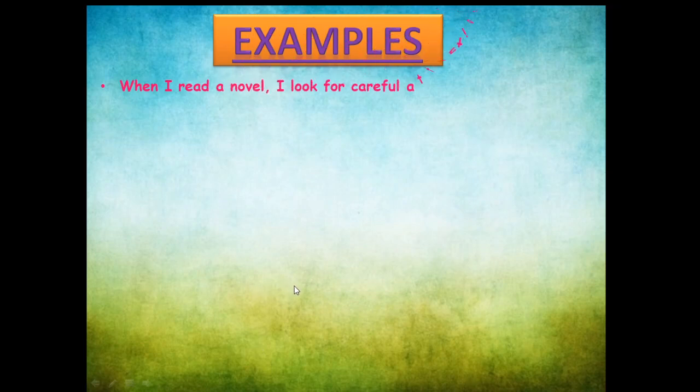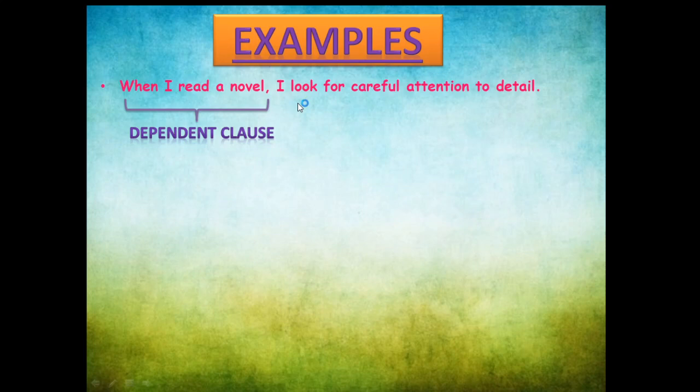"When I read a novel, I look for careful attention to detail." Now, "I read a novel" is a complete sentence. But when I add the word "when" to "I read a novel," there is something incomplete in it. So if these group of words have some meaning but not the entire meaning, they are nothing but a dependent clause.